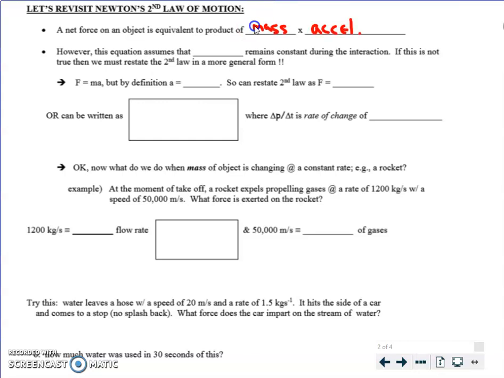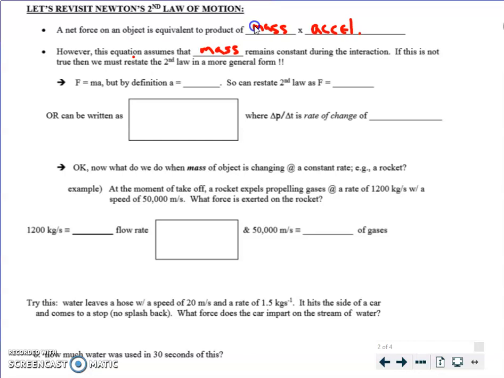Okay? Now, there is a basic assumption about this form. And I mentioned this way back when I introduced the second law. We haven't talked about it since because it hasn't come up, but now it is coming up. This equation assumes that mass remains constant during the interaction. In other words, when you exert a force on a cart or a ball or a person, the mass of the person or the object in question isn't changing. And that's usually the case, okay?